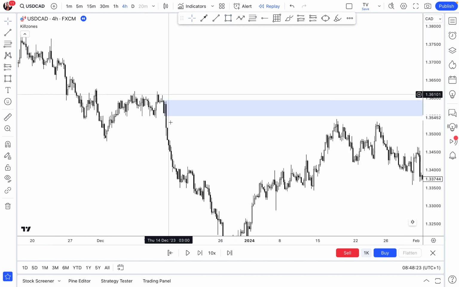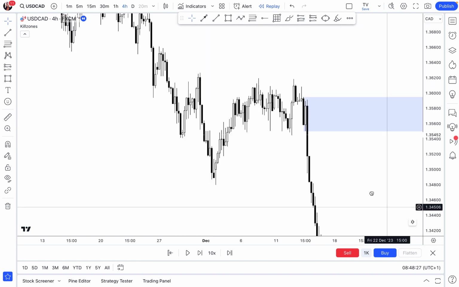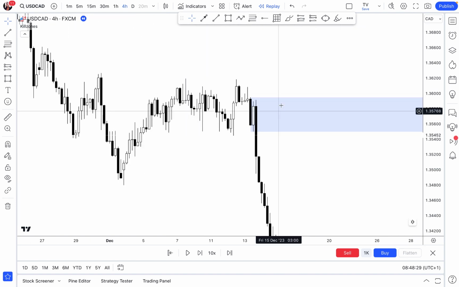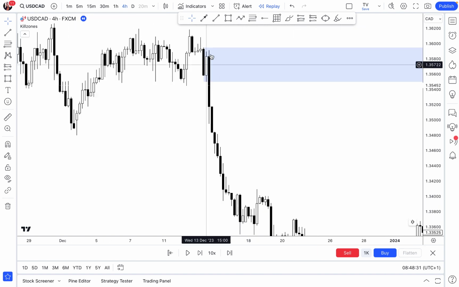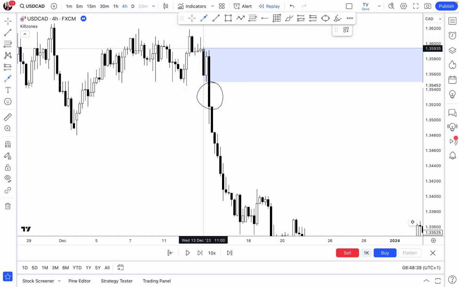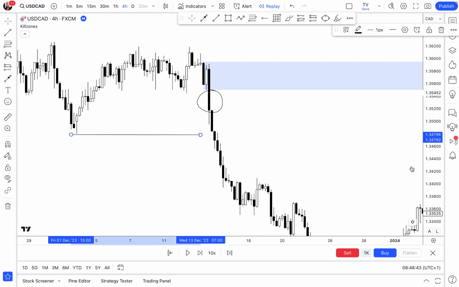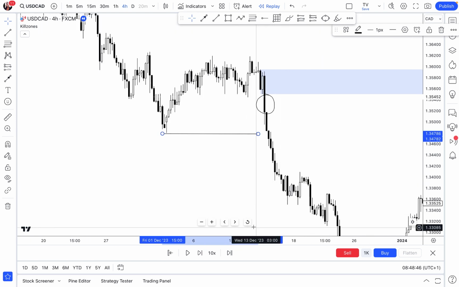That level of supply was left unmitigated when price moved from this price level. We had this beautiful supply with imbalance at this level, a strong one at that, and this supply zone broke structure to the downside. There was a break of market structure right there.